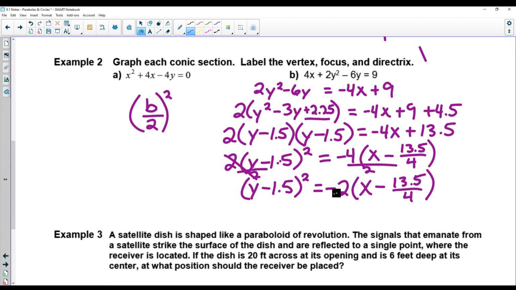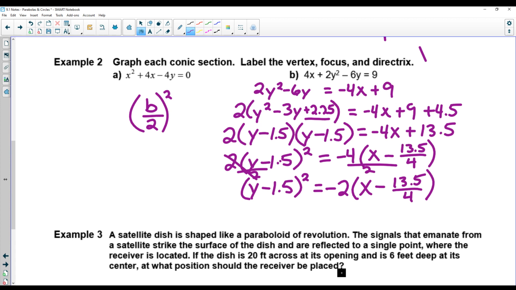And then I would do 4p equals -2, and I would solve for p. And that would also, by the way, the fact that p comes out negative tells me it opens left. So that would confirm that for me. All right, so there's that one.